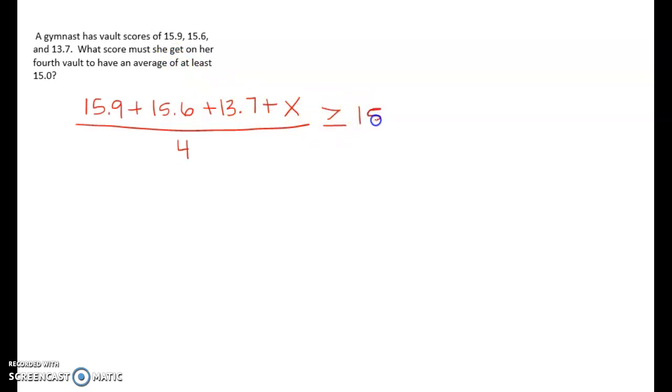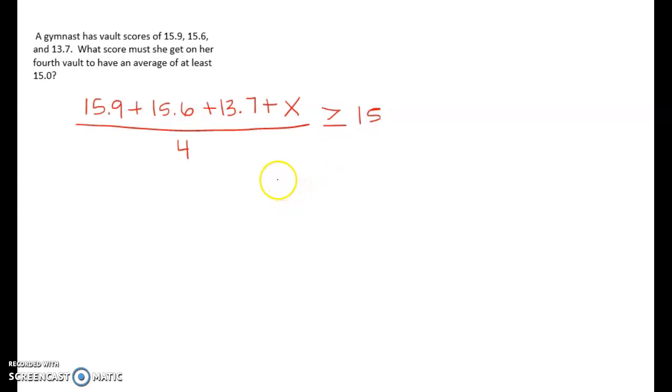We have 3 of those scores, and we find that average by adding the 4 together and dividing by 4, because that's how many are in the set. So we have 15.9 plus 15.6 plus 13.7. Now we don't have that last score, that's what we're trying to figure out, but we're just going to put X there because we need a placeholder so we can figure it out, and then all divided by 4. Okay, now she needs to have an average of at least 15. So this needs to be greater than or equal to 15.